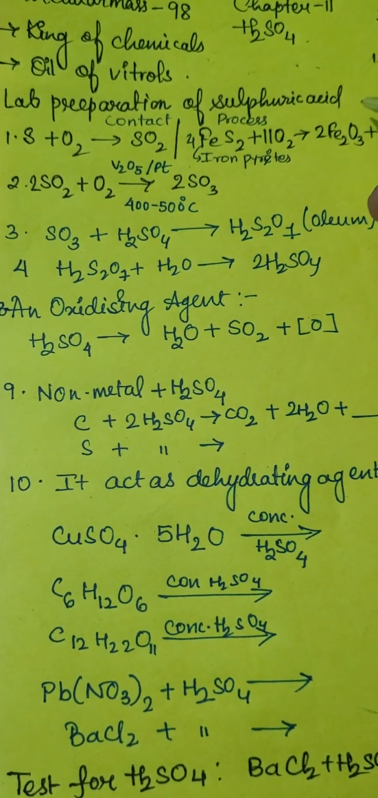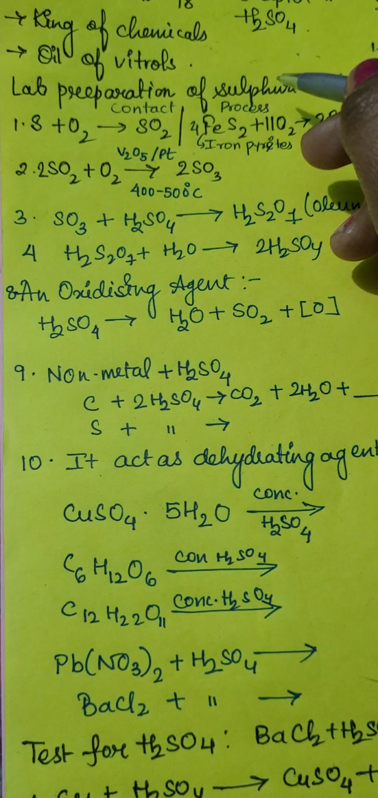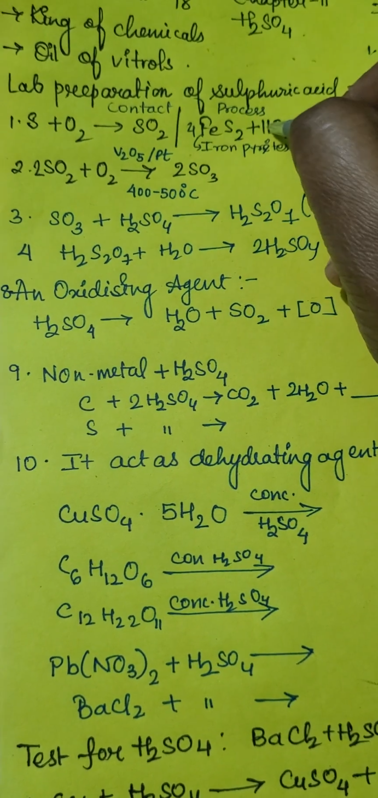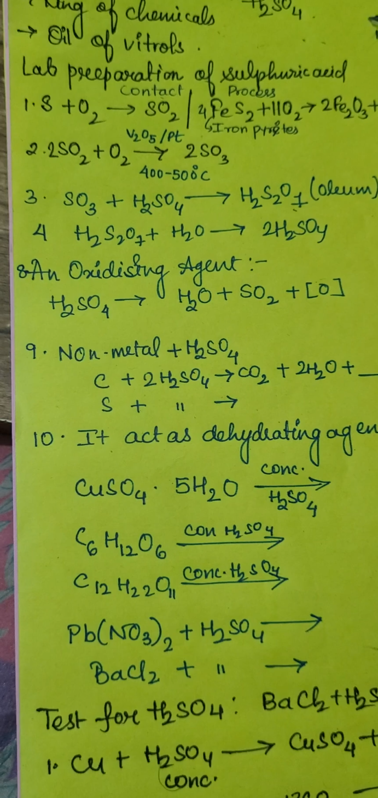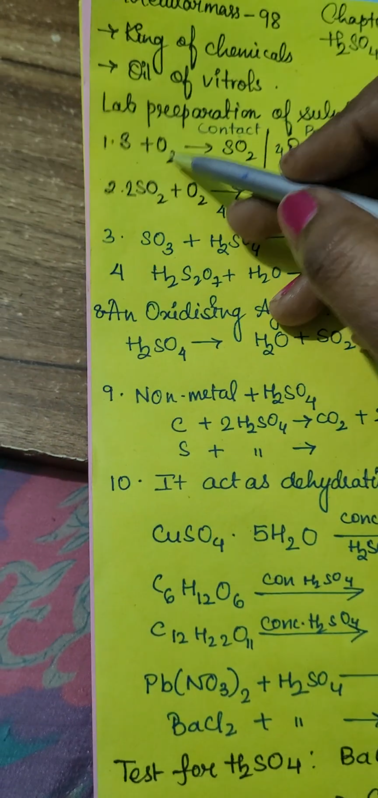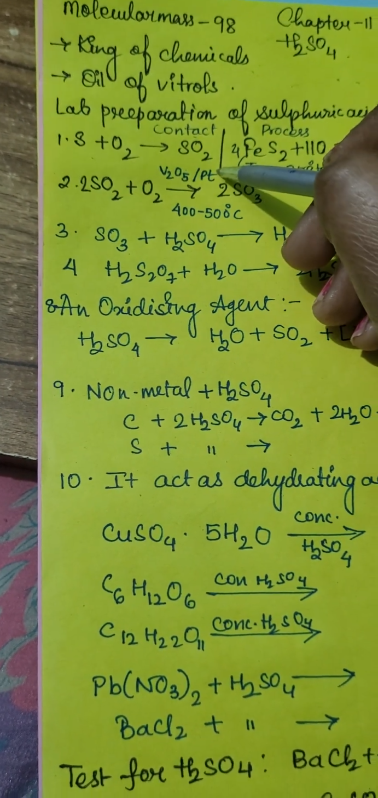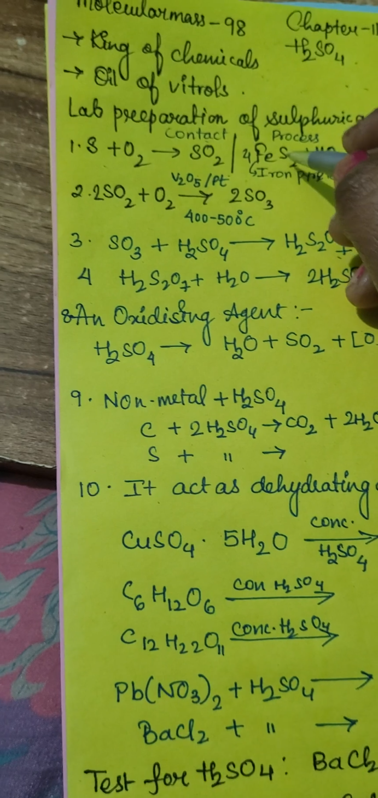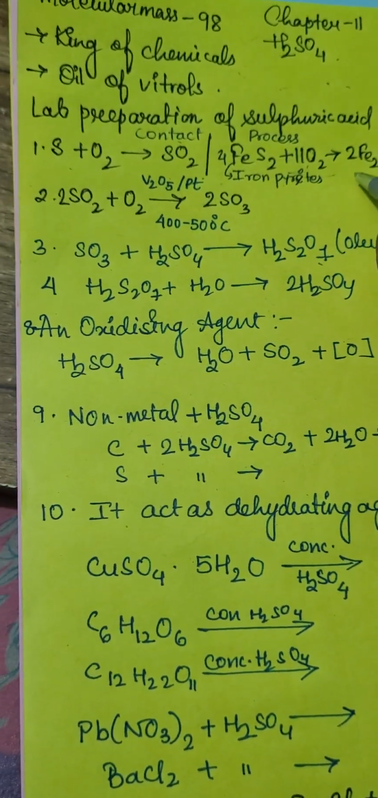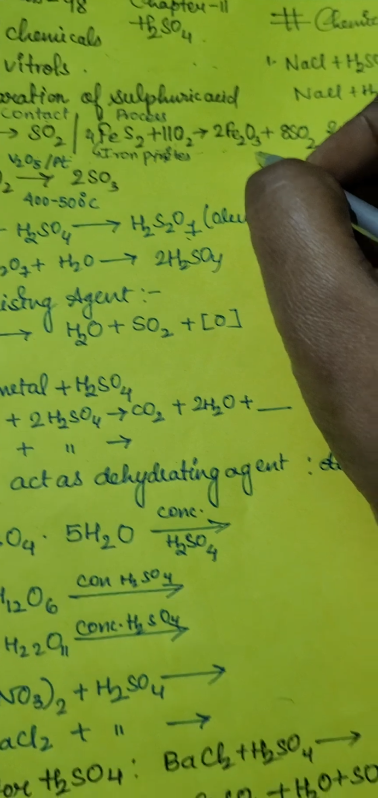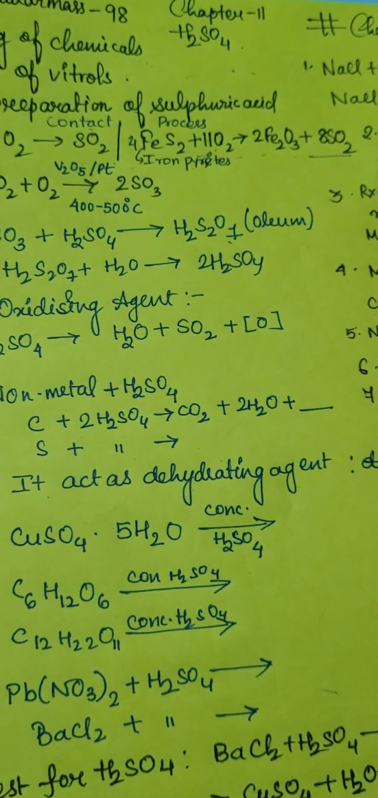And if I talk about its lab preparation, the name of the process used here is the contact process. Now with the help of the contact process we can prepare sulfuric acid in the lab. How will you do it? You allow sulfur to pass through oxygen gas and you will get sulfur dioxide. Or you can use iron pyrite and allow excess oxygen to pass through it, and you get iron oxide, Fe2O3. Along with that you get sulfur dioxide.